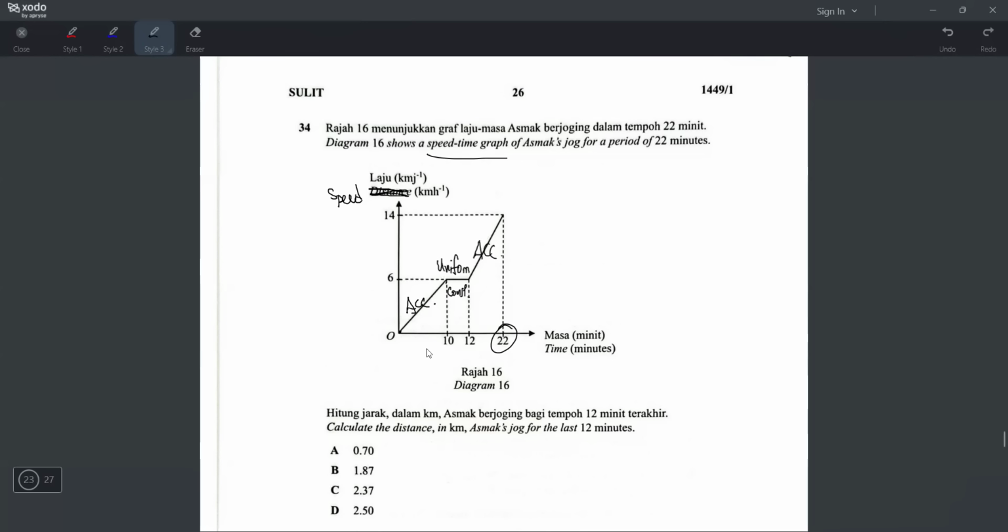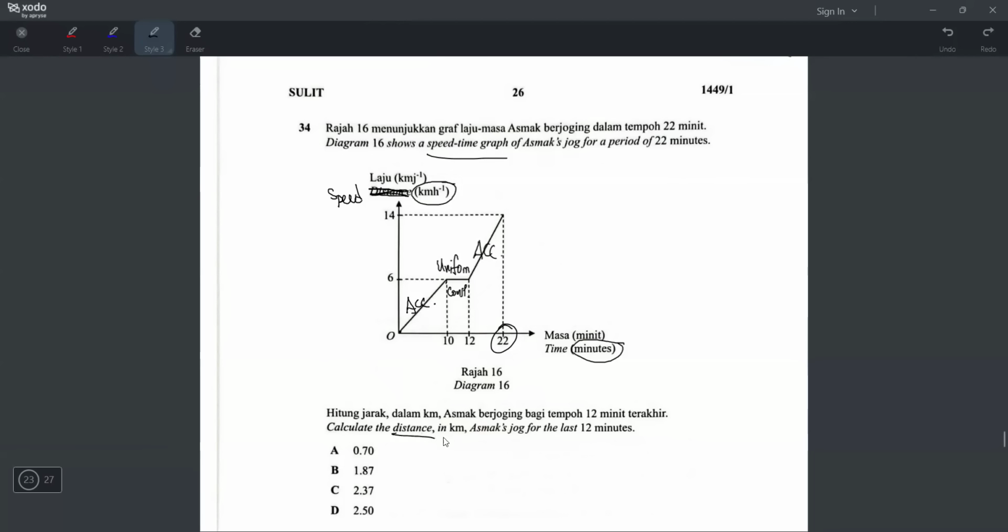Alright. I see something. This is in kilometer per hour. This one is in minutes. So usually for speed time graph, you want the time punya unit to match with the time here. Usually, most of the time you want that, but the unit is not the same. So I have to be very careful when I read, when I do it later.